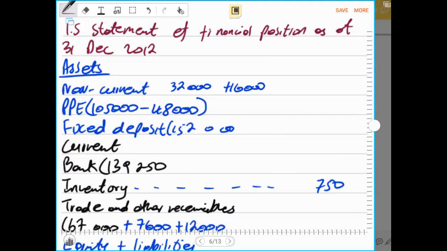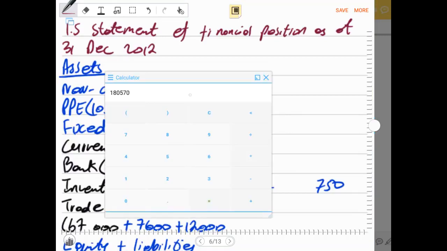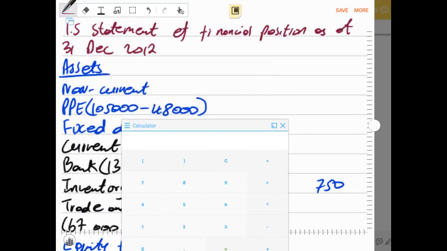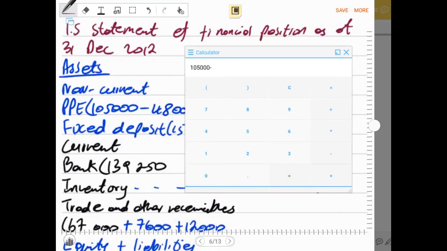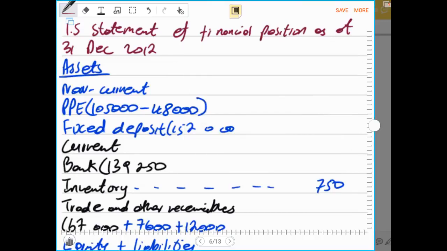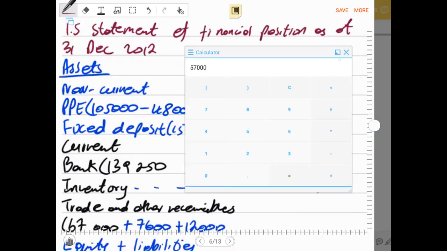Then now we remove these calculations. We say 105,000 minus 48,000 rands. This will give us 57,000 rands as the carrying value of our equipment. So we record that as 57,000 rands as it appears in our calculations.